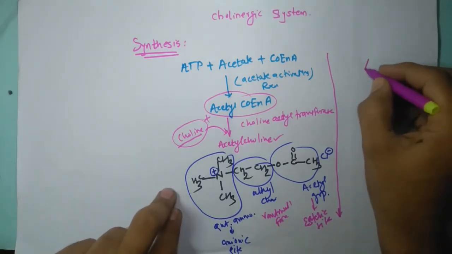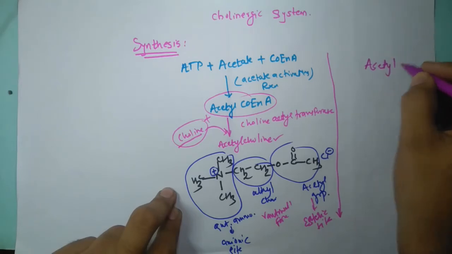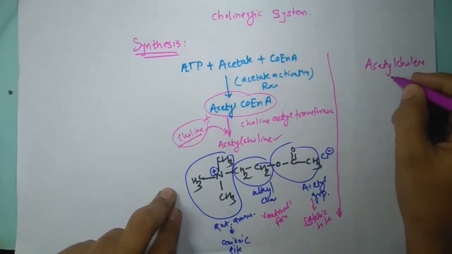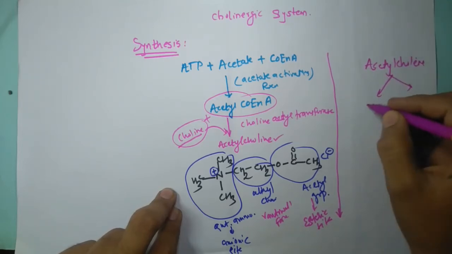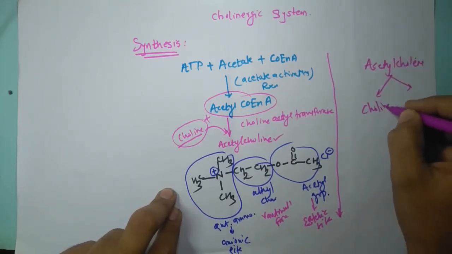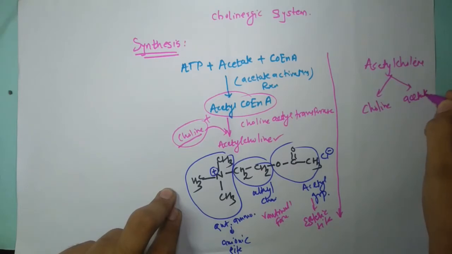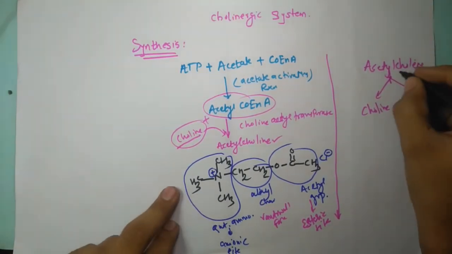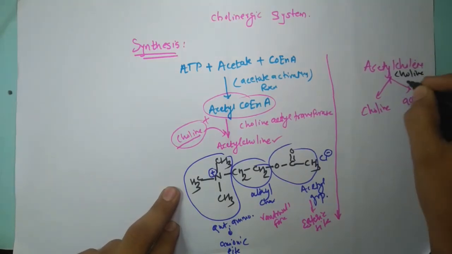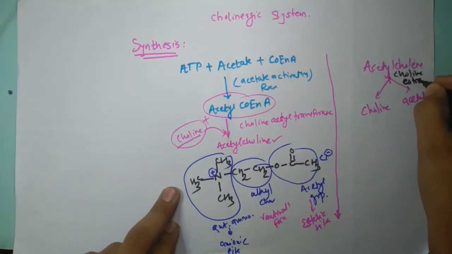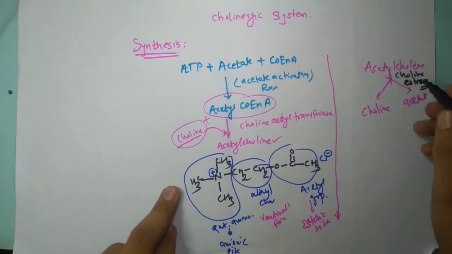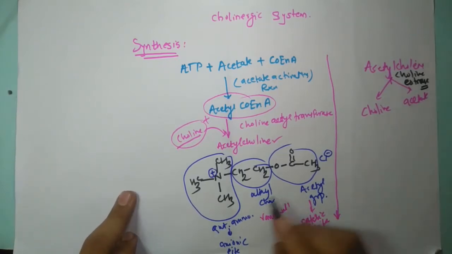Now we are going to discuss the destruction of acetylcholine. Acetylcholine converts into two products, first choline and then acetate, by the enzyme cholinesterase. This is a very important part for GPAT and NIPER also. They ask about the enzyme cholinesterase.